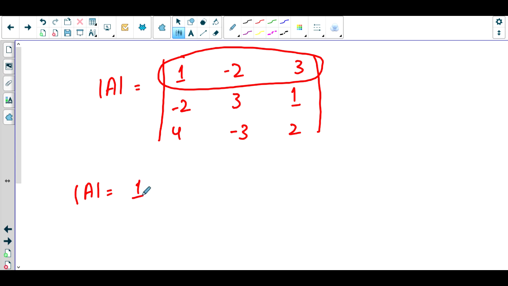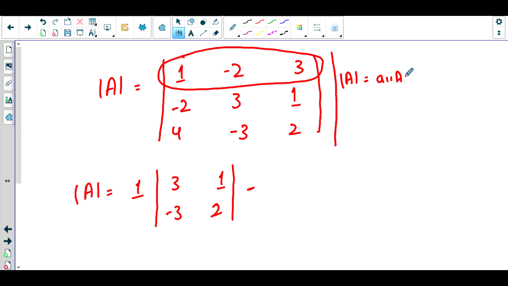So it's 1 into A11. A11 will be: remove the first row and the first column. So we are left with 3, 1, minus 3, 2. Then there will be a minus. Why minus? We can explain here. The mod A is a11 into A11 plus a12 into A12 plus a13 into A13.